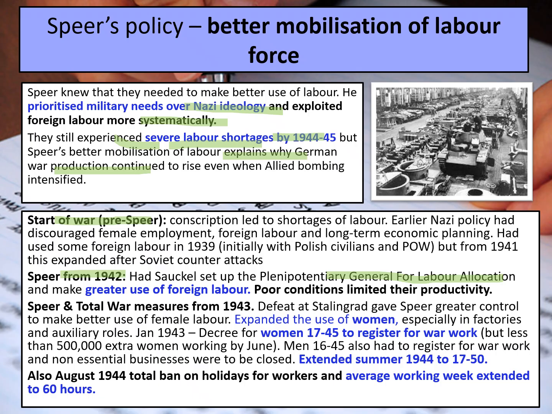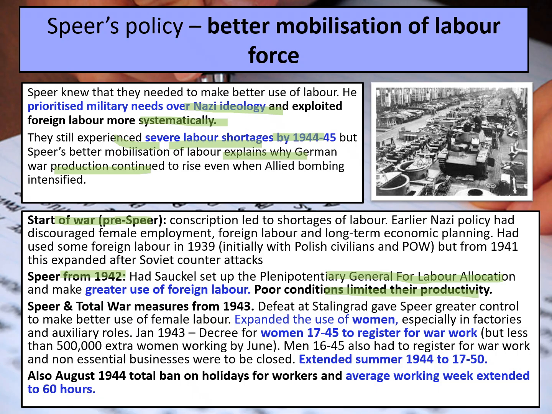Now, by 1944, as we'll look at in a bit, foreign labour has actually made up a quarter of the German workforce, and they did become essential to the wartime economy. However, the poor conditions did limit their productivity, and actually the recruitment of foreign labour couldn't solve Germany's economic problems. Their poor treatment, their poor diet didn't make them very productive. But we'll go through that in a bit more detail on the next slide.